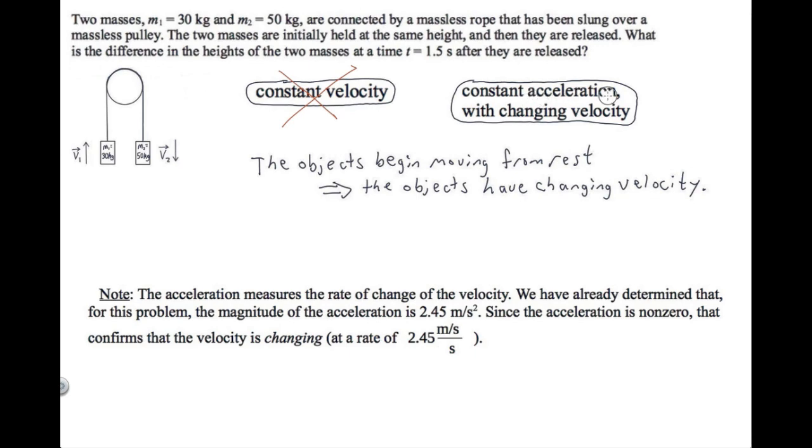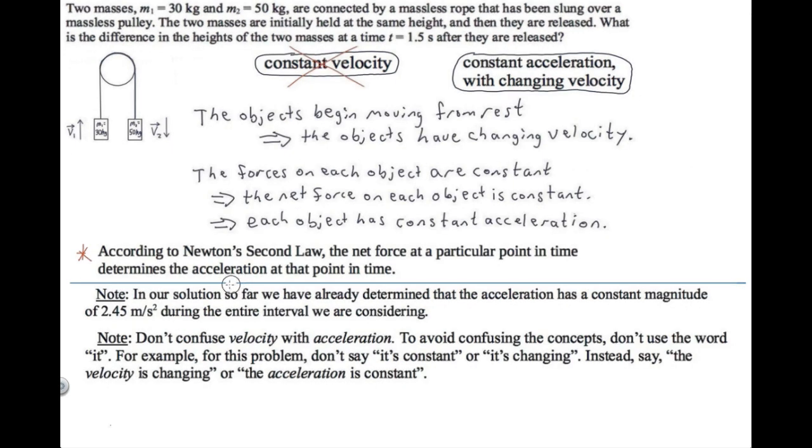Is the acceleration constant? The acceleration is determined by the net force. The forces we identified in our force tables are all constant. Since the forces are all constant, the net force on each object is constant. Since the net force is constant, we know that the acceleration is constant. So, for this problem, we will apply kinematics with constant acceleration and changing velocity.